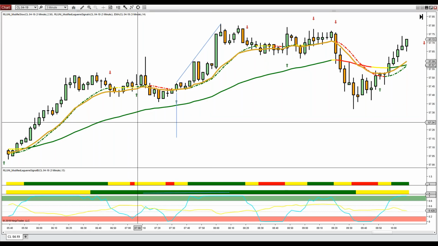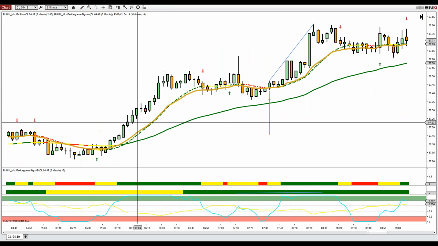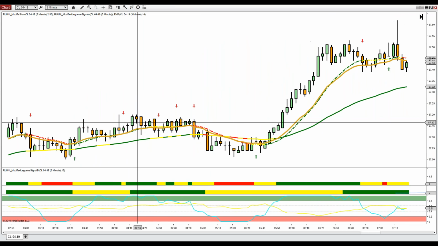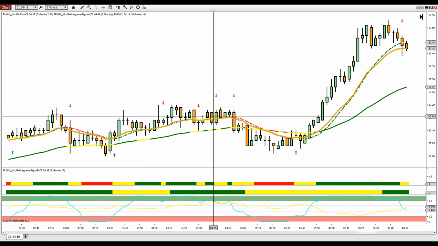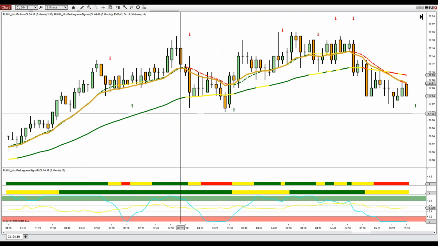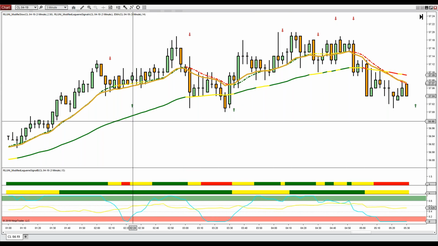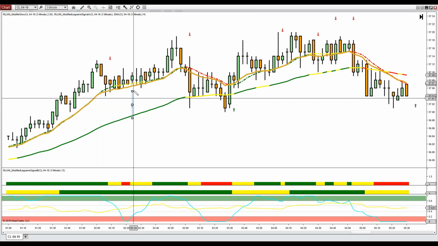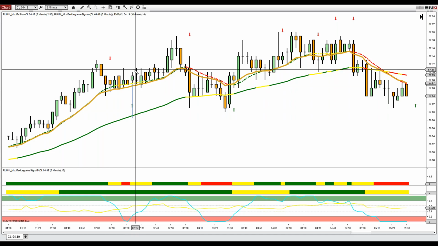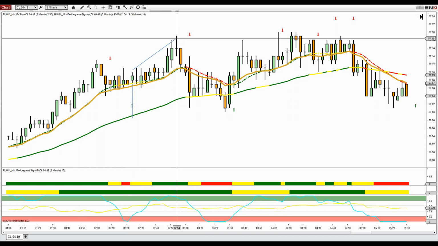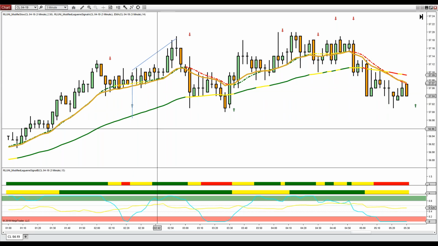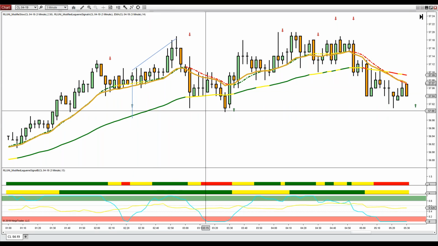Here you have no entry. These are all down signals. Right here, there's another entry, another killer move, and up. So you can trade time, no problem. Yes, the moving averages come with it.